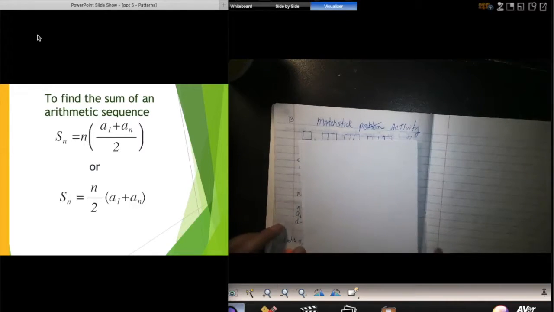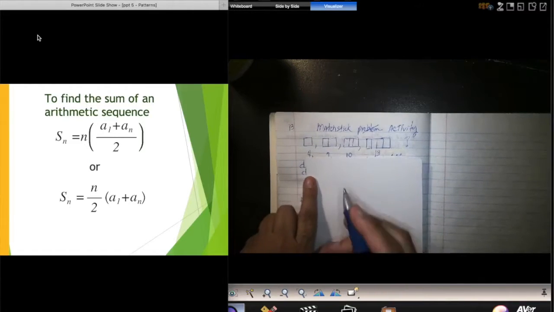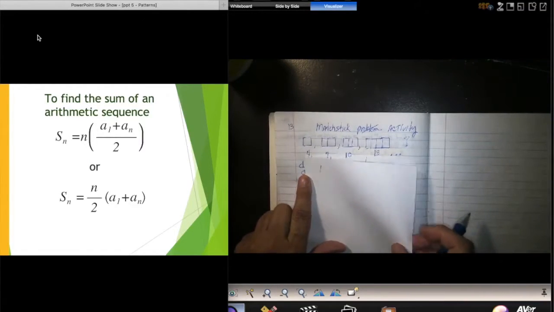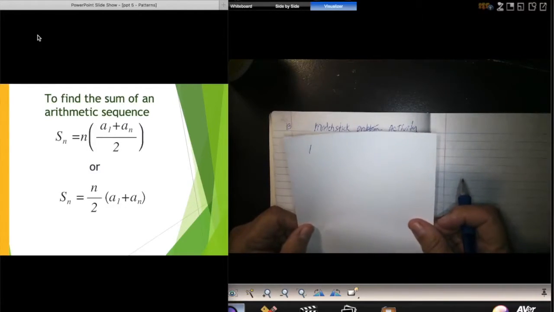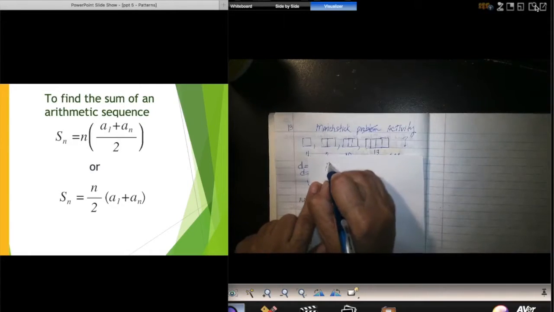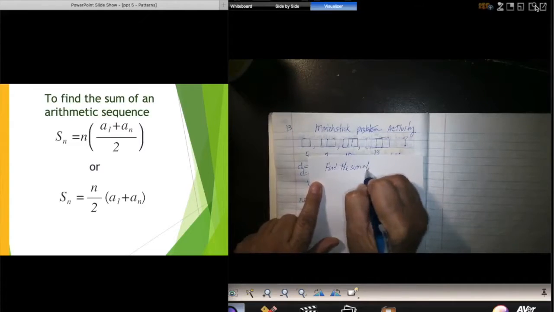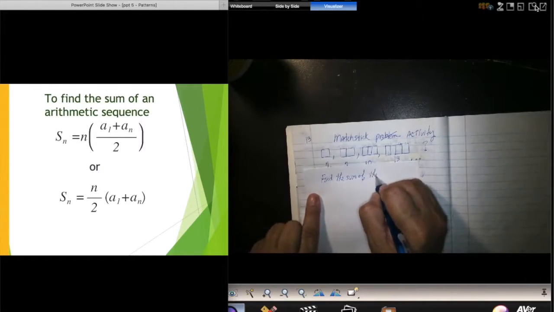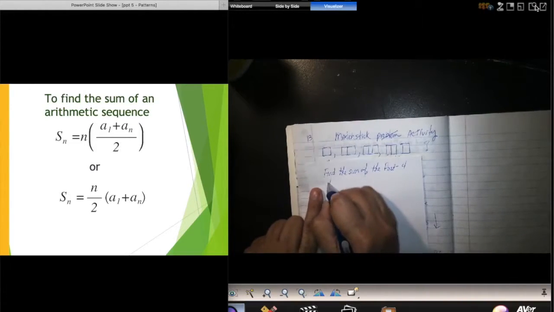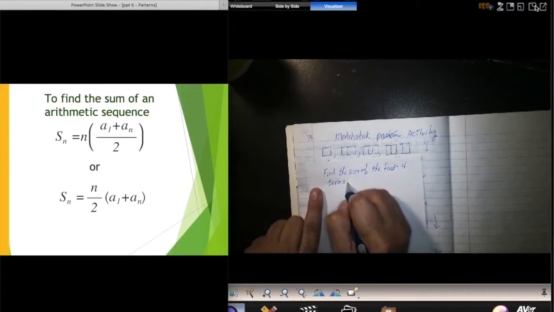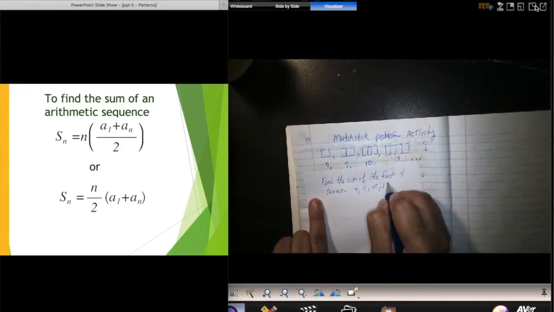I don't have any more room on page 13, but I want to find the sum. So I'm going to do it on a separate sheet of paper, and I want you to try it anyway, just so that you'll have an example in your notebook. Okay, find the sum of the first 4 terms, and we're not going to cheat and add them all up. My pattern is 4, 7, 10, and 13.